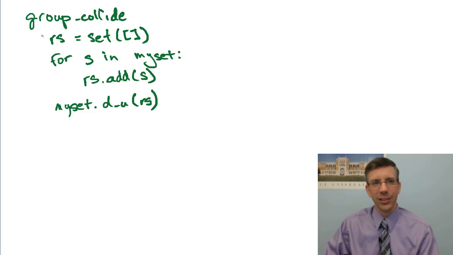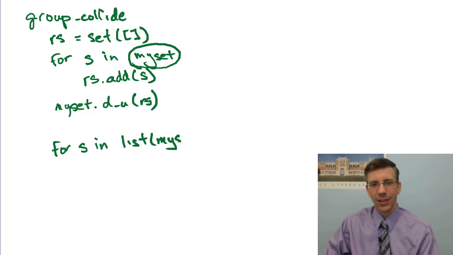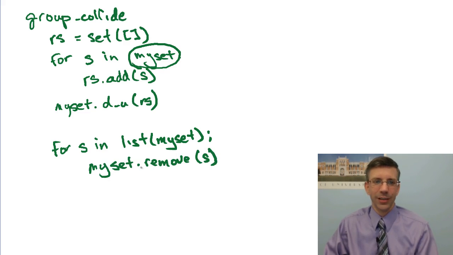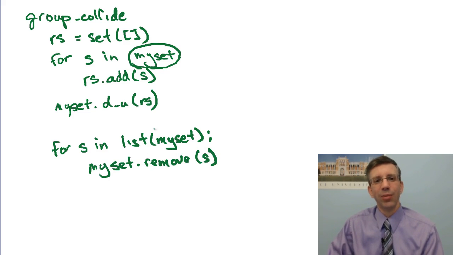Instead of actually having this set, the whole problem here was that you cannot modify a collection while you iterate over it with a for loop. We can solve that problem by saying for s in list(my_set). And if I want to remove something, I can now do my_set.remove(s) directly. Okay, why is this not a problem?